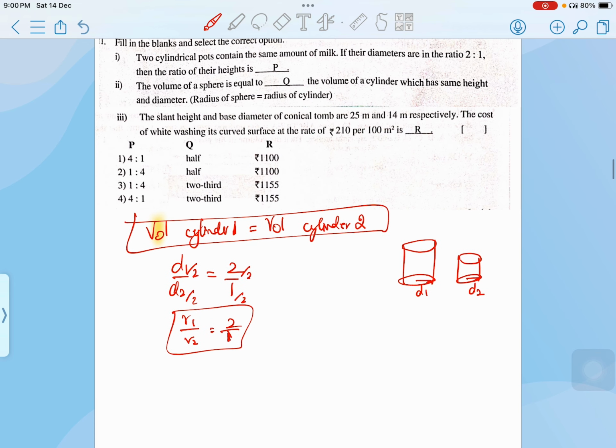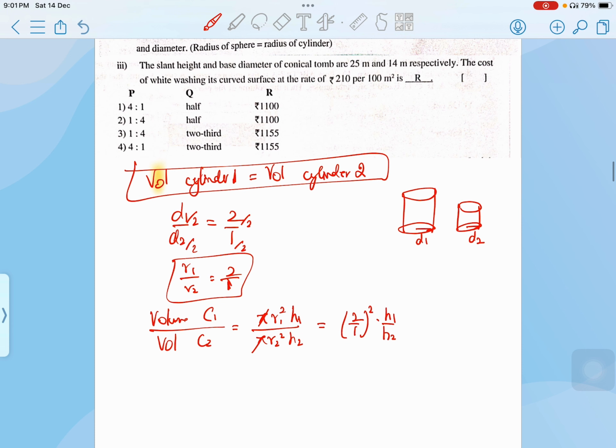So let's find it. Their volumes are the same, right? So volume of cylinder 1 by volume of cylinder 2 is, what is the formula? Pi r1 square h1 divided by pi r2 square h2. So pi and pi cancel. For r1 square by r2 square, we can substitute r1 by r2 the whole square. So 2 by 1 the whole square into h1 by h2. Since they told the ratios are equal, we can equate them.